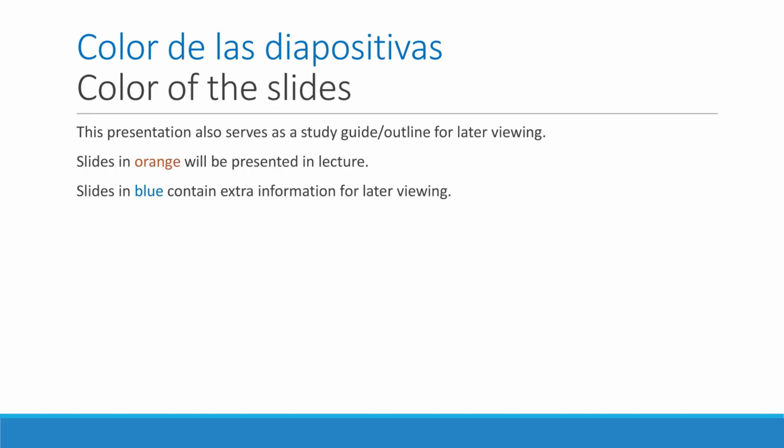In this one, there'll be orange and blue slides here. Ideally, the presentation should serve as an outline for you guys, so you can look back at it and reference it whenever you need it. Slides in blue, I'm generally going to either skip them, because they're just extra information for later, or I'll go over them very quickly, but the orange ones will be the ones we focus on in the lecture.